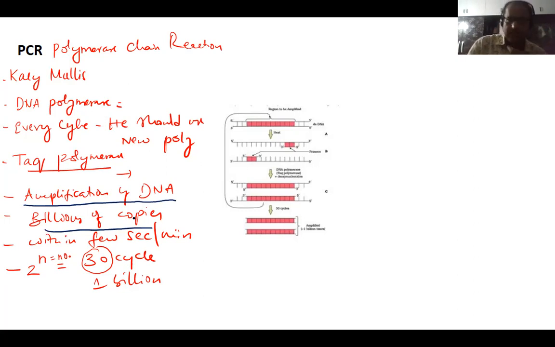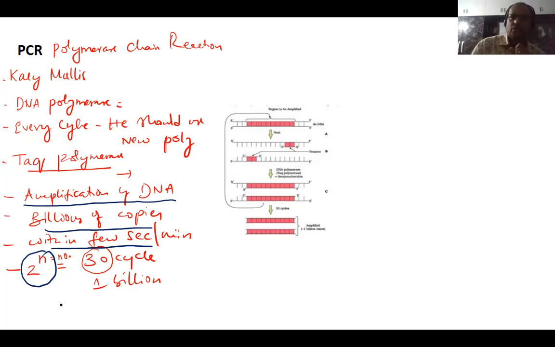And then later we can store that, right? These billions of copies can be produced within a few seconds. Look at that, very fast. Within a few seconds or within a minute you can do it. Further, there is a formula we have written here, 2 to the power of n, where n is the number of cycles. For example, if we run the PCR machine for 30 cycles, it will give rise to 1 billion copies. So that is the prediction. 2 to the power of n is the formula for it.